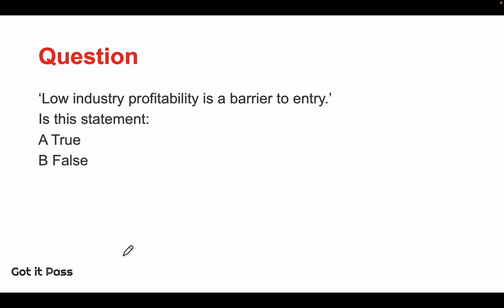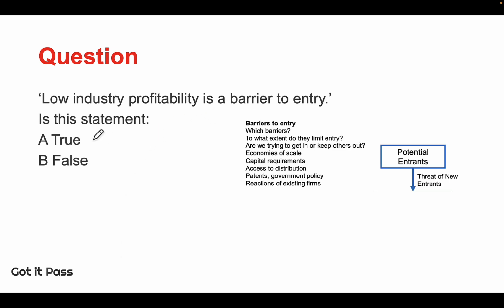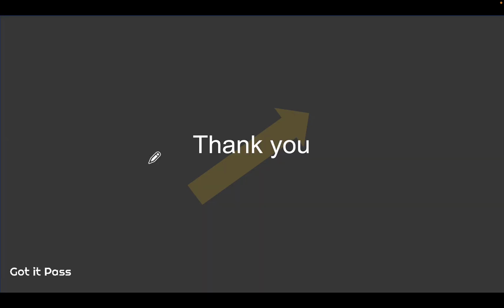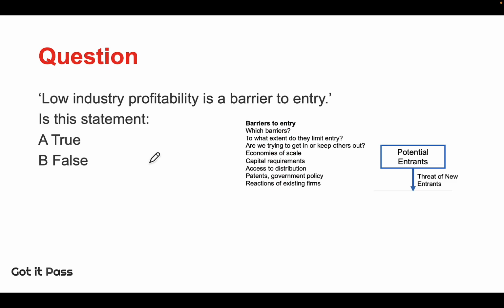And here is the question. This question is asking, low industry profitability is a barrier to entry. So is this statement true or false? And remember here we talk about the barriers to entry. We have highlighted five elements under these forces, barriers to entry. So you think about whether profitability is included in these elements.